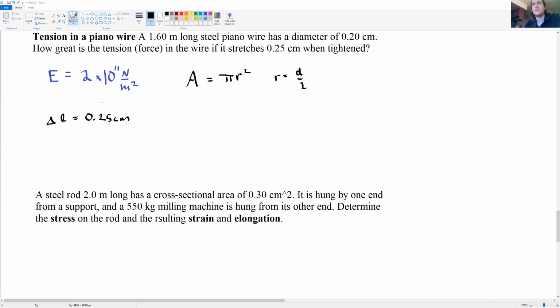Kevin has an answer now, so as you get your answers, put them into the chat and compare with your fellow classmates. Kevin, now that you're done, maybe you can calculate the strain. Calculate the strain, calculate the stress.